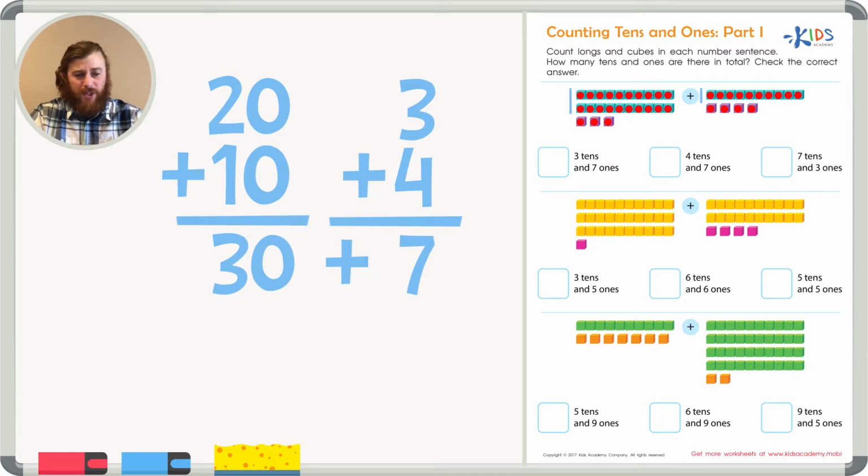But these answer choices aren't in regular numbers. We want to count the tens and ones in total. We already know that there are 7 ones, so let's count the tens to find out how many there are. I see 1, 2, and 3 tens, giving us a total of 3 tens and 7 ones. The first answer choice is correct. Let's take a look at the next example.